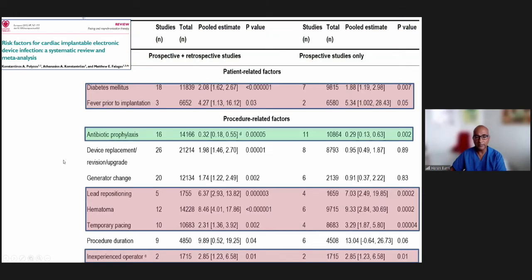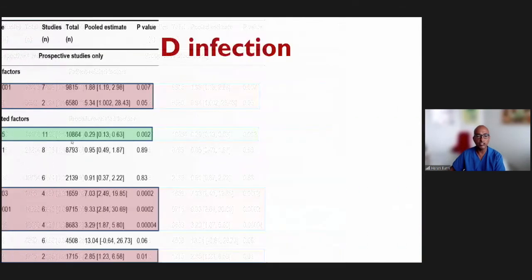And there's one protective factor, which is antibiotic prophylaxis, which reduces the risk of infection by 70%. And this is really mandatory according to a number of different randomized controlled trials. And you need absolutely to do this before a primary implantation or before a generator change.